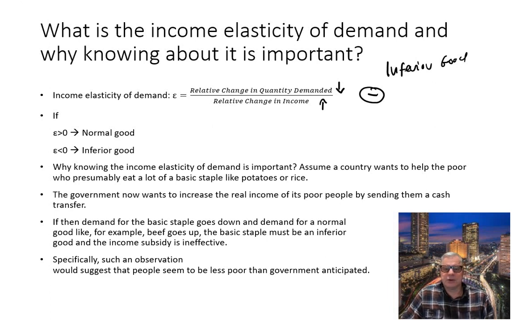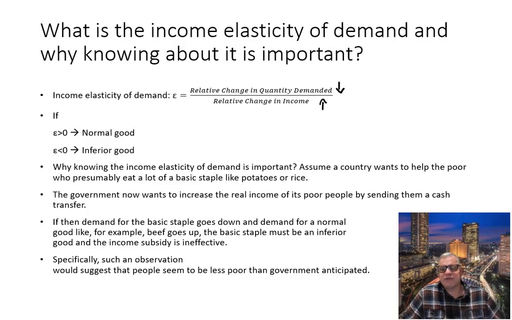Okay, so it could be either one, positive or negative, and this is something that we of course observe in practice. So let's go through a hypothetical example of why knowing the income elasticity of demand is important. Let's assume that a country wants to help the poor, who presumably eat a lot of basic staples like potatoes or rice. But the government is under the assumption that even of the basic staples people don't get enough, they should eat more.